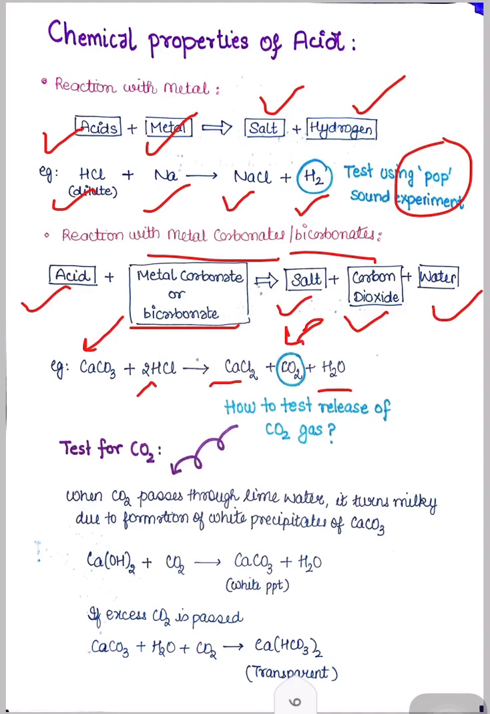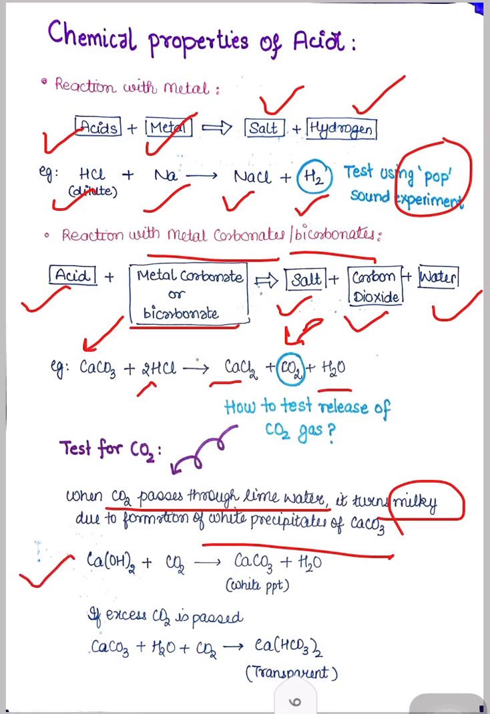Now the question arises, how can I test whether carbon dioxide is being released or not? So there is one test. Whenever carbon dioxide is passed through lime water, it will turn milky. Why does it turn milky? It is due to the production of white precipitates of calcium carbonate. So here is the reaction.